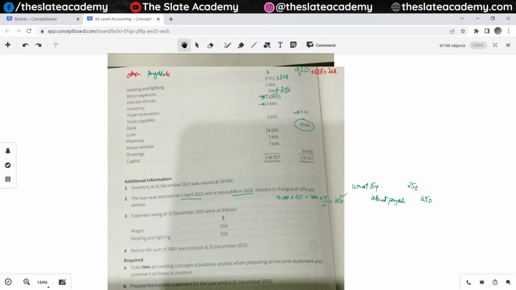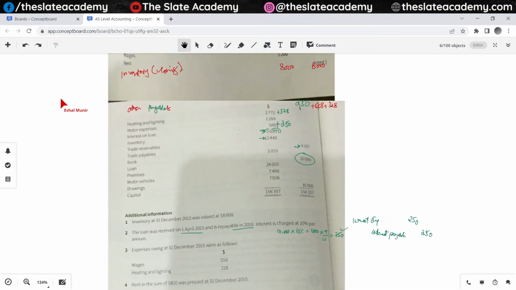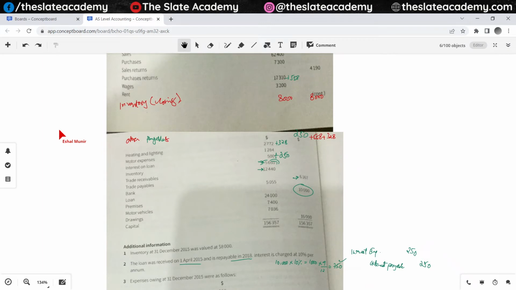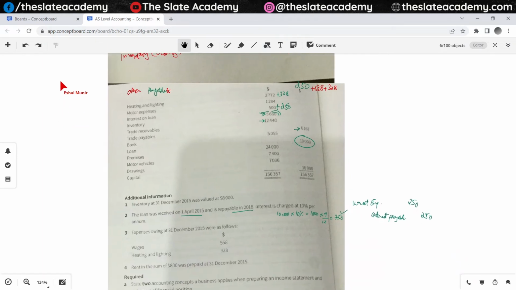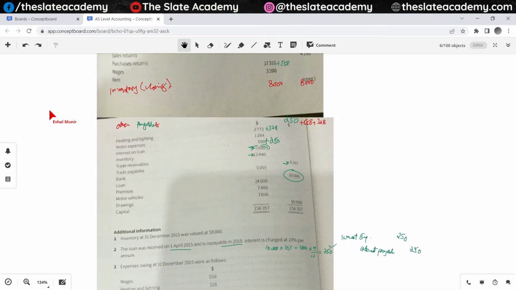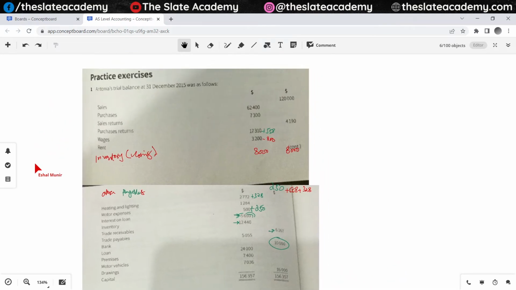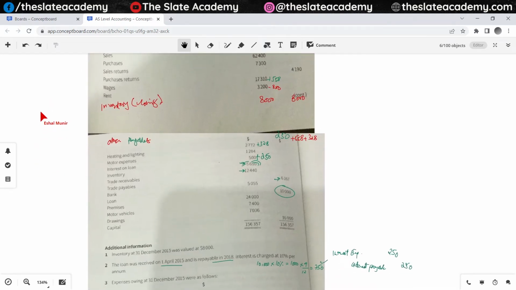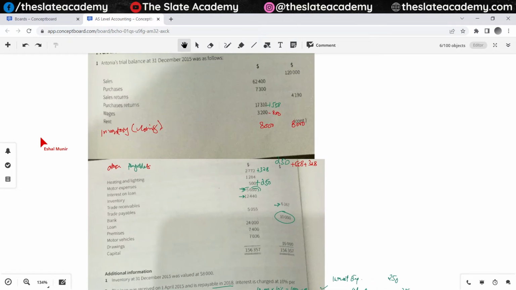Okay, so adjustment number 4 says rent in the sum of 800 was prepaid at 31 December 2015. So the 3200 that I've written in lieu of rent contains 800 which belongs to next year. It has been prepaid. So out of this 3200, I have to deduct 800. Do I have any other receivables as of now? No. So I can write it as other receivables, or I can simply give it the heading prepaid rent because it's just one amount.